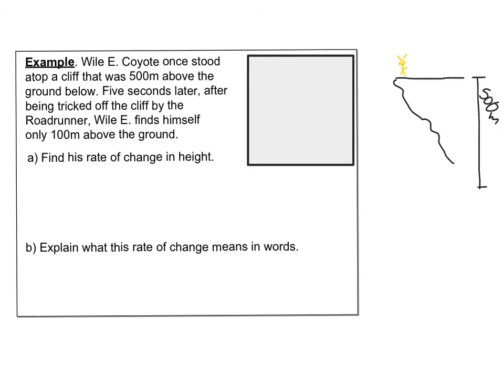And then it says he was tricked off the cliff 5 seconds later and now is at 100 meters. So, maybe he's down here now, and that's 100 meters. And it took him 5 seconds to get there. So that's one way to imagine it, and you could also draw a little graph if you wanted to.